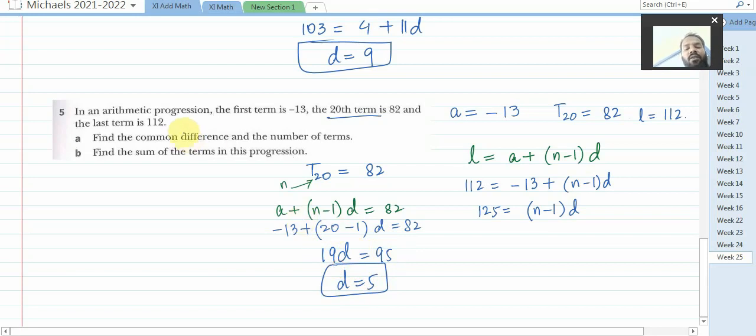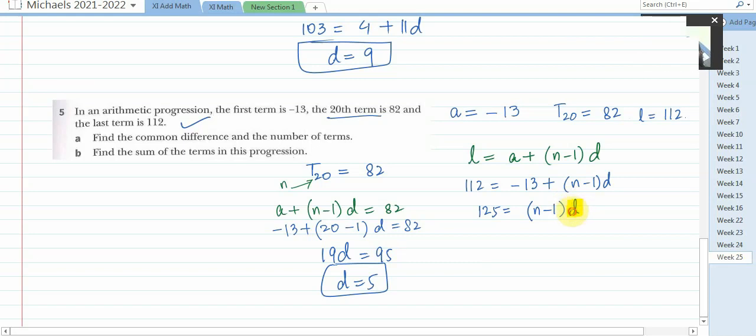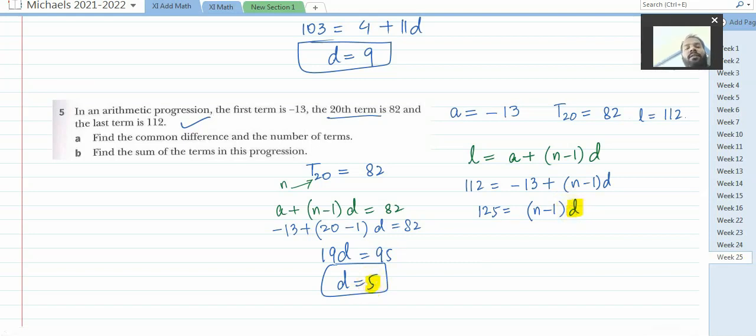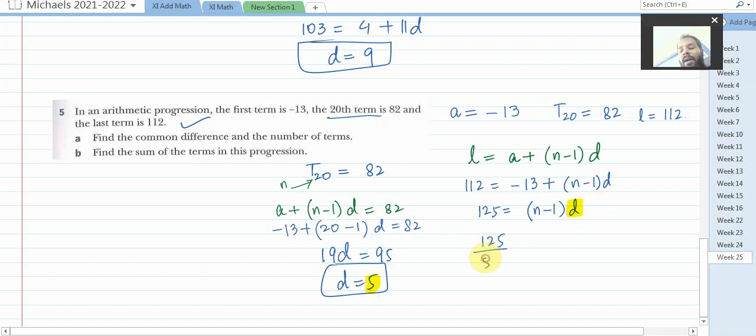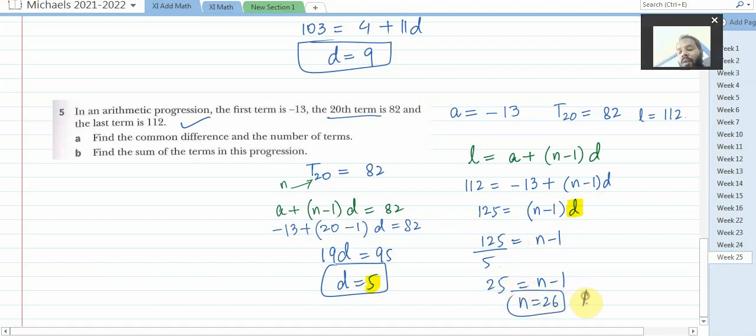So you have the value of the common difference, and now to find out the value of n, we have this equation. Just place the value of D in this equation. So it will be 125 divided by 5 equals n minus 1. 125 divided by 5 gives you the value of 25 equals n minus 1. So n is equal to 26. Alright. So I hope that the question is clear to you. That is your first part.